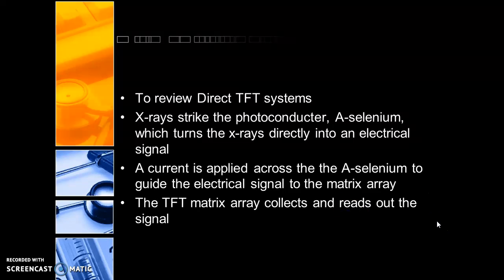Now, also remember for indirect that a charge coupled device can be used, which will also change light to electric signals. So there are 2 different indirects that we covered. The direct system uses the photoconductor amorphous selenium. So X-rays strike the photoconductor, which turns them directly into the electric signal. We apply a current across that to guide that signal down to the thin film transistors below, and then again they're read out and sent for processing.